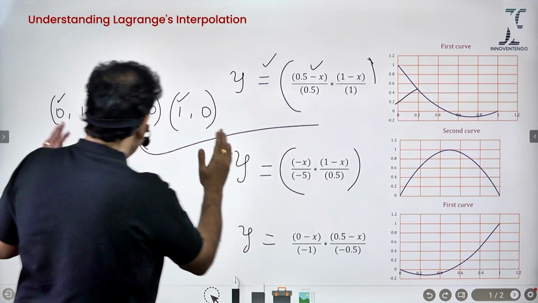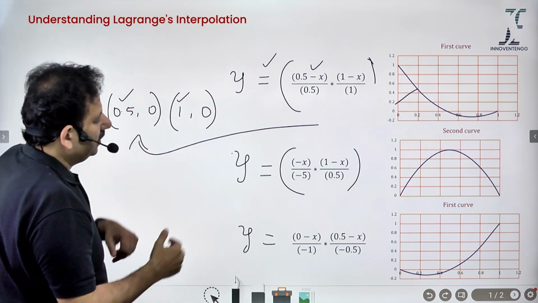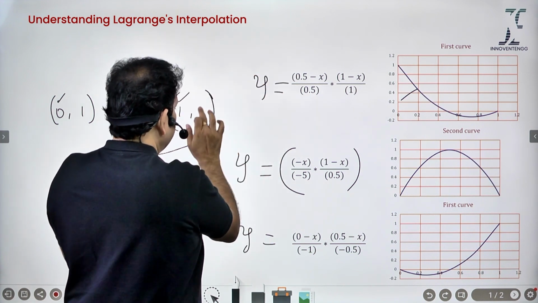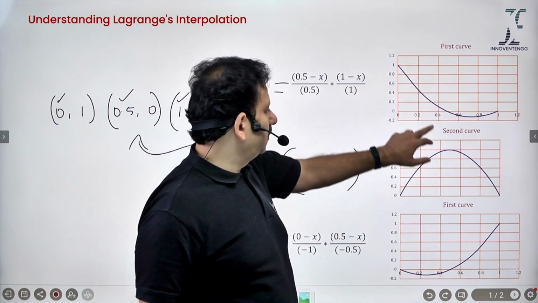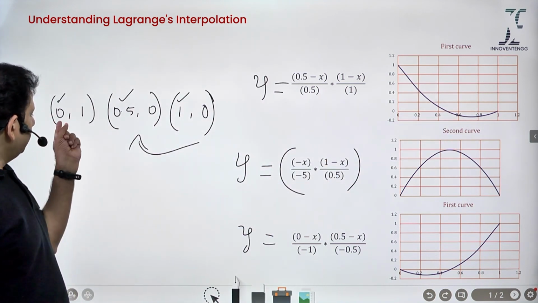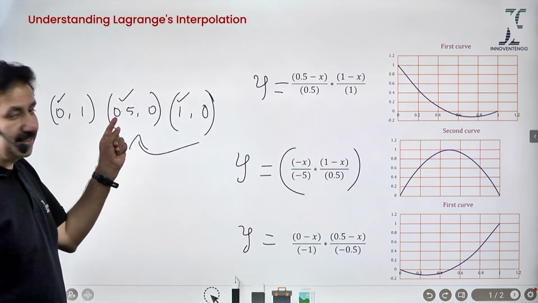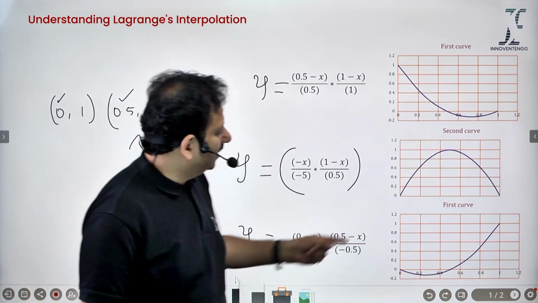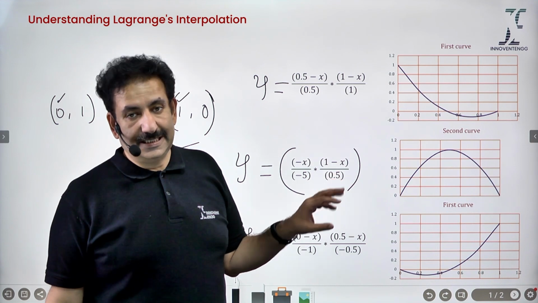Forget about all this. You start with this data, 3 independent variables and the corresponding dependent variables, and use the standard formula of Lagrange interpolation, and you get this particular curve. When you plot it, you would be absolutely delighted that you would have satisfied all these 3 criteria. When the independent variable is 0, your dependent variable is 1. When the independent variable is 0.5, your dependent variable is 0. When the independent variable is 1, your dependent variable is 0. So this is the beauty of the Lagrange interpolation.